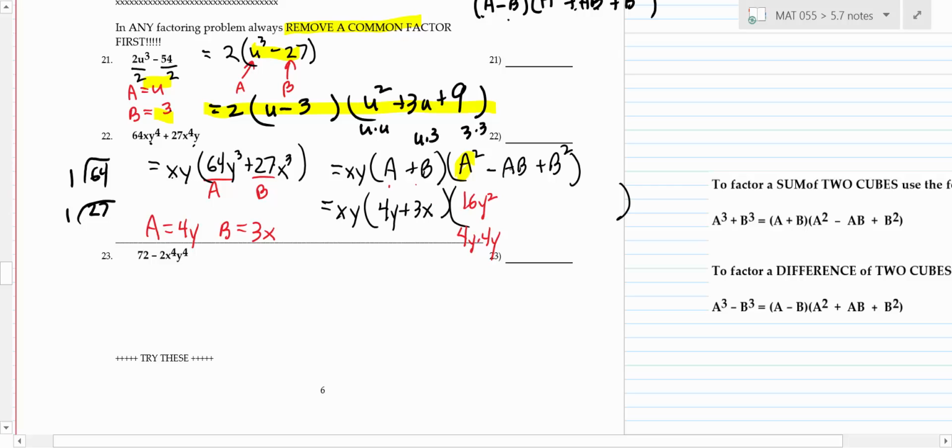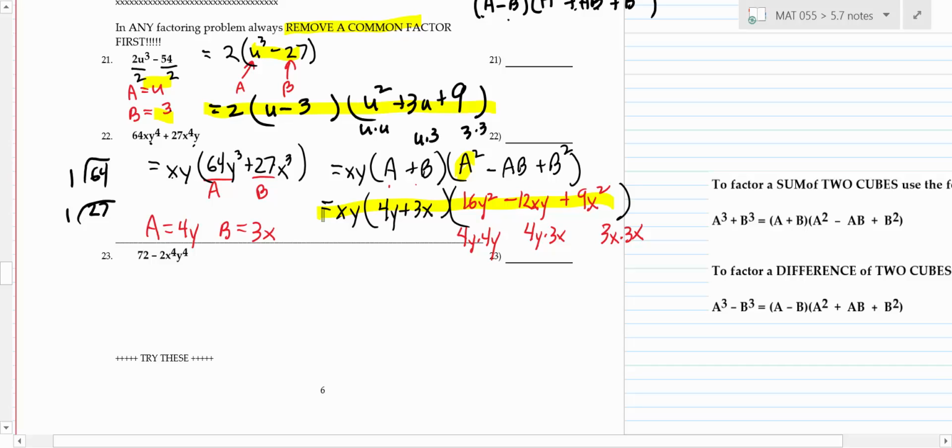Okay? Then you're doing a times b. A is 4y, b is 3x, so what's that? 12xy, good. So that's minus 12xy, like that. And then you're doing b squared. Well, b is 3x, so what's 3x times itself? 9x squared. Okay, so that would be your answer to your problem right there.